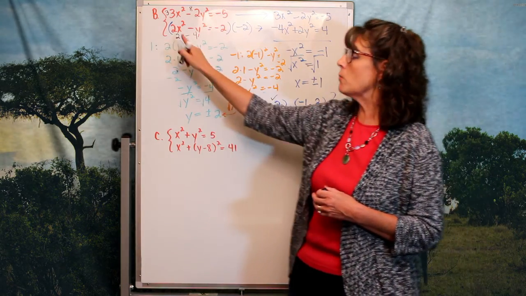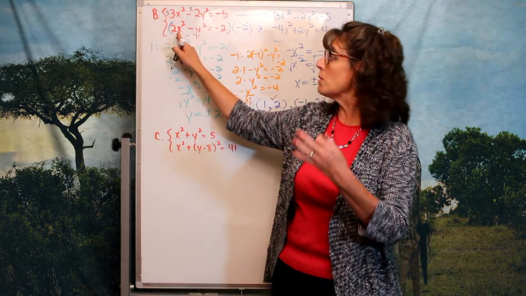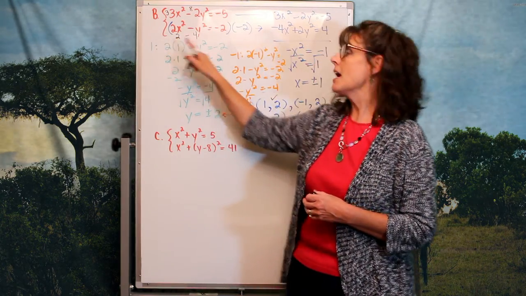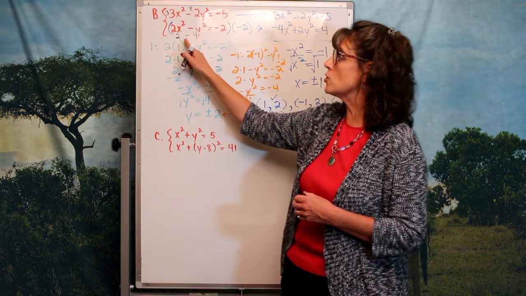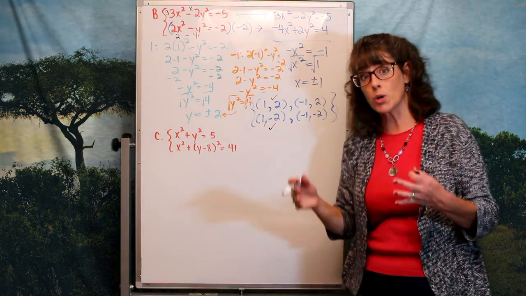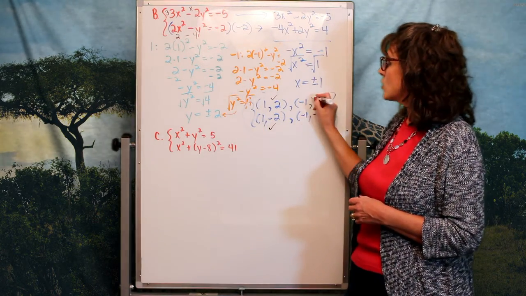And now let's check the bottom one. Again, negative 1 squared will be a 1 times 2 is 2. And so here again, when we square that 2, we get a 2 minus 4 giving me a negative 2. It works in the bottom. And so it works in both.